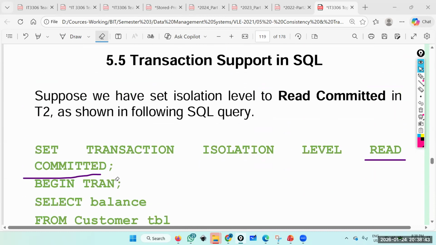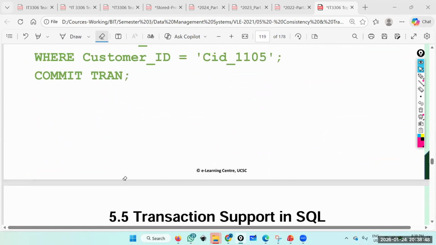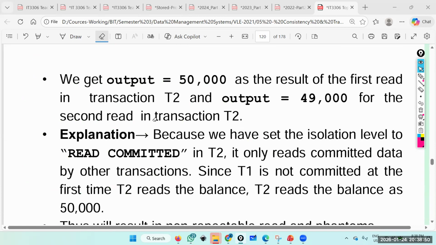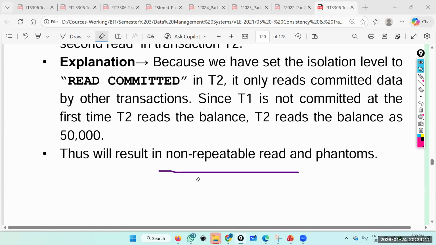Suppose we have read committed. Read committed, that is the second isolation level. So there we get output 50,000 as the result at the first read and 49,000 as the second read. Because we have set the isolation level to read committed, T2 only reads data committed by other transactions. So read committed means you don't read uncommitted data. Since T1 is not committed at the first time, T2 reads the balance as 50,000.